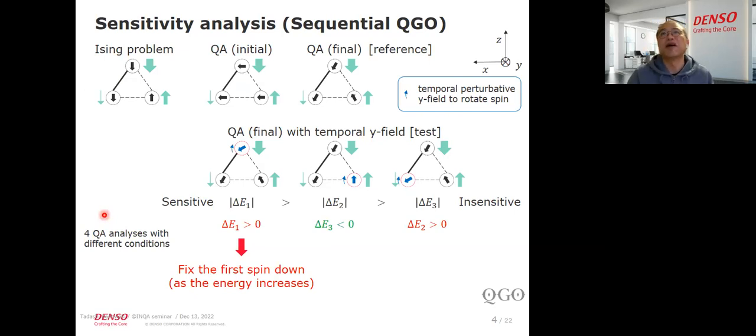Okay, so I will describe how we can apply the sensitivity analysis in sequential QGO. In this case, we have a toy Ising problem. This is the ground state. At the initial time of quantum annealing, we apply the X field, so the spins align in the X direction. We want to think about short-time annealing, so the final state is not perfect. We still have an X component, but it's close to the ground state. This is a reference, which we call the reference state.